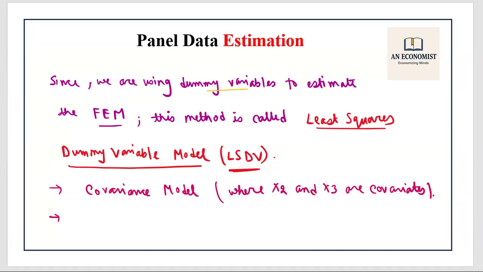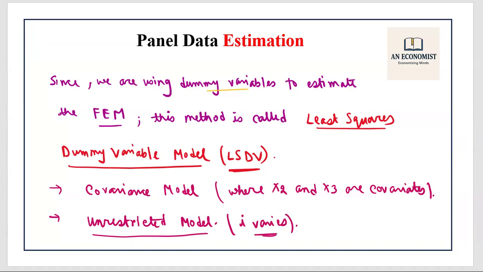There is another term for this. It is also known as the unrestricted model. Why is this unrestricted? Because i can vary. i basically represents the entities, that is, the different forms that we have taken under consideration. So i varies. That is why it is known as the unrestricted model, because i can vary across different forms or entities. This term will be very important, because it will help us judge which model to use in which cases.